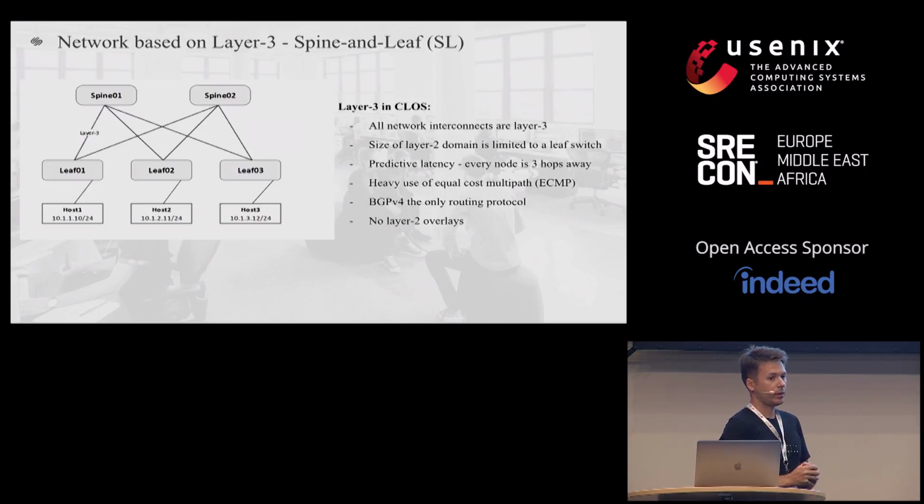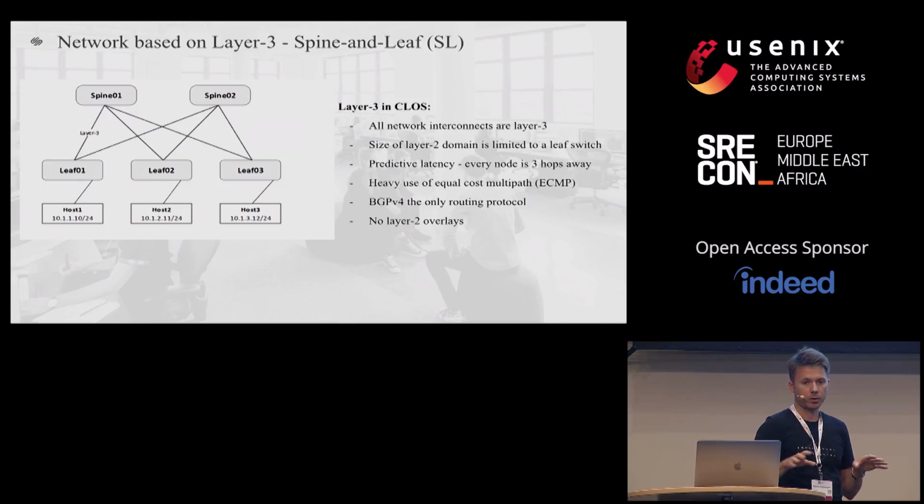So these subnets that we built based on layer 3 did not have any layer 2 links at all. The layer 2 domain was contained in the leaf switch, and all leaves were connected to the spines. BGP was the only routing protocol in such a network. We did not do any layer 2 overlays. We solved the IP mobility problem on a different layer.